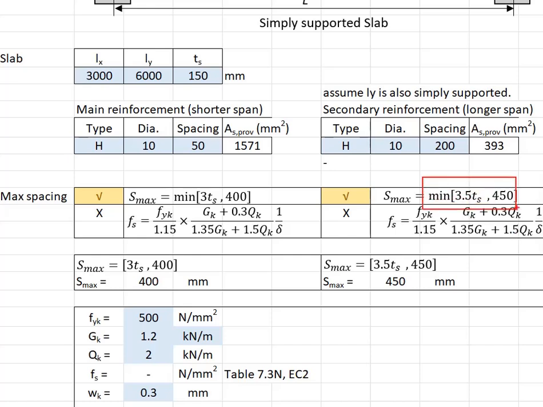Same applies to this. 3.5 times the thickness is equal to 525 mm. The smaller value of the two, it will be 450. As long as the spacing here is less than 450, that means it is acceptable. Then you need to remember these two values.